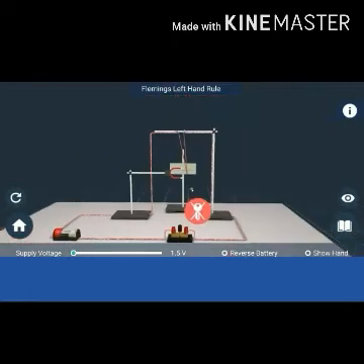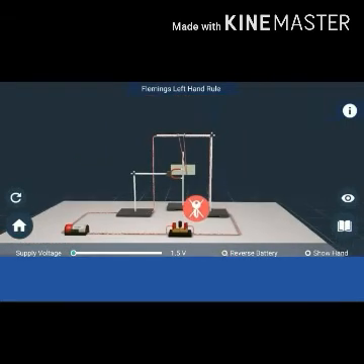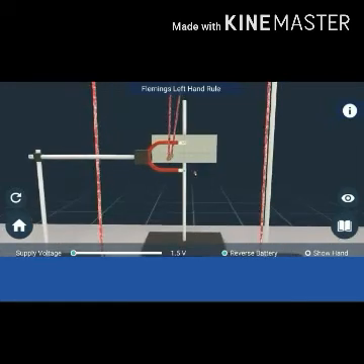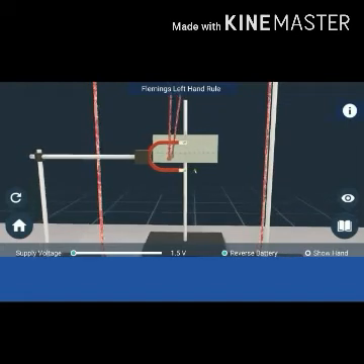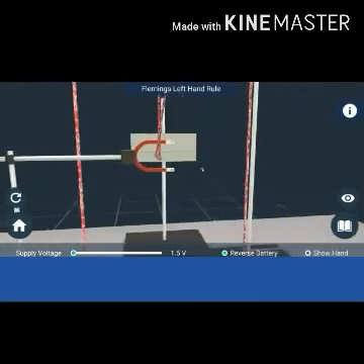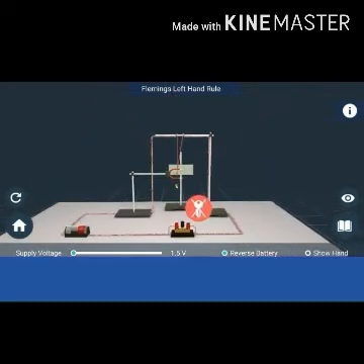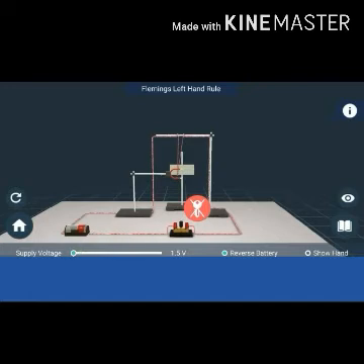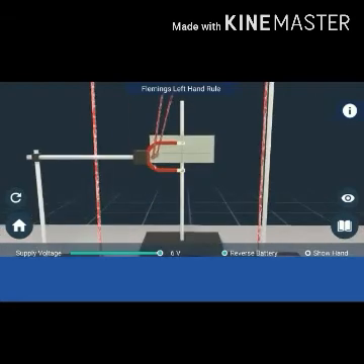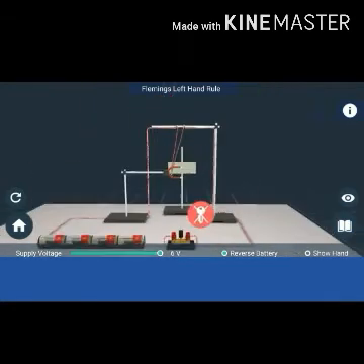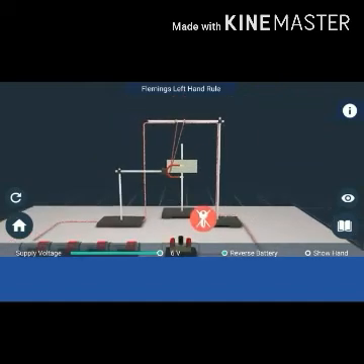Reverse the current direction by reversing the battery polarity and observe. We can see that the conductor now gets displaced towards the left, which means the direction of the force is also reversed. Now let's see what happens when we increase the supply voltage. We can see that the conductor rod gets displaced more. The directions of the magnetic field, current and the force are mutually perpendicular to each other.